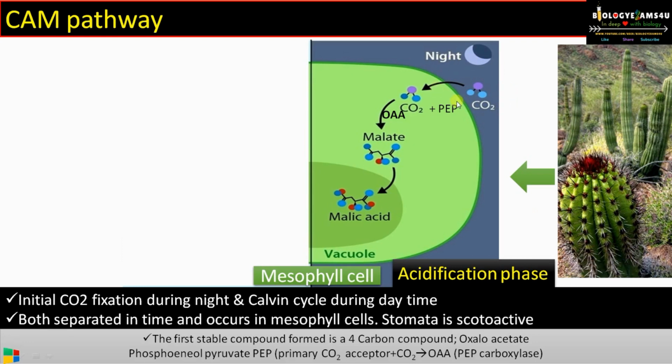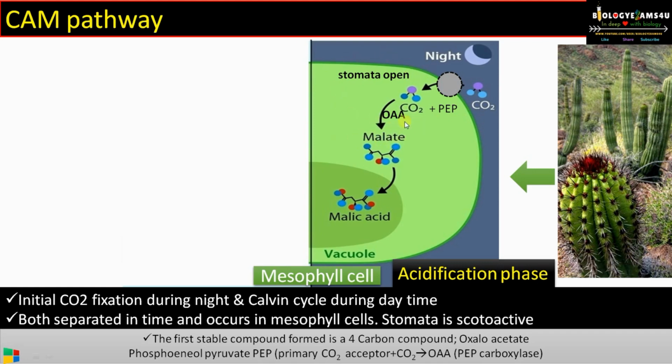First step: during night time, stomata open in CAM plants. CAM plants have stomata with a speciality called photoactive. They can open during night time and close during daytime. Stomata opens during night and carbon dioxide enters, and it combines with PEP, forming oxaloacetic acid in the presence of the enzyme PEP carboxylase, just like the C4 pathway.